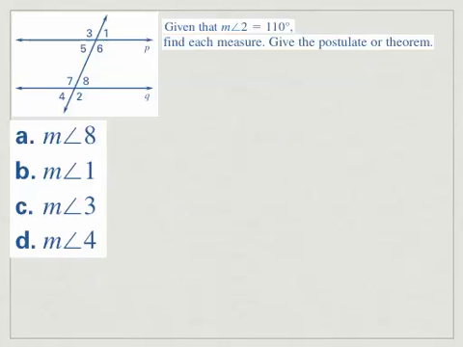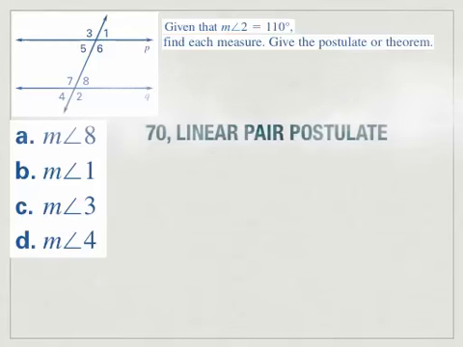The next example, we're given that the measure of angle 2 is 110 degrees. It asks us to find each measure and give the postulate or theorem. So if you look at angle 2, we know that it's 110 degrees, and A asks us to find the measure of angle 8. Well, if you notice, angle 2 and angle 8 are a linear pair, so I can say that angle 8 is 70 degrees because 110 plus 70 gives you 180 because of the linear pair postulate.